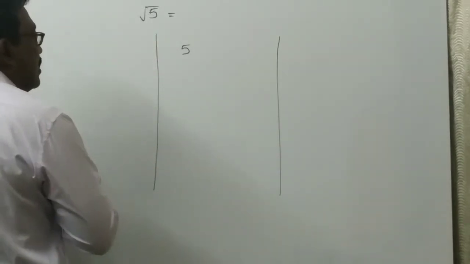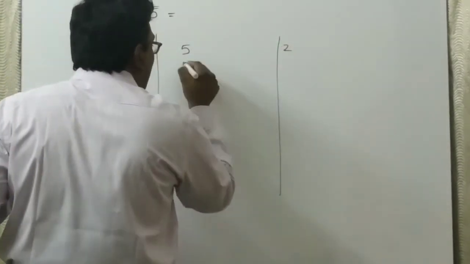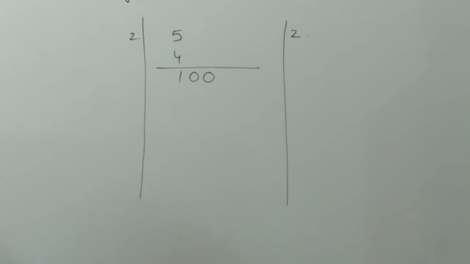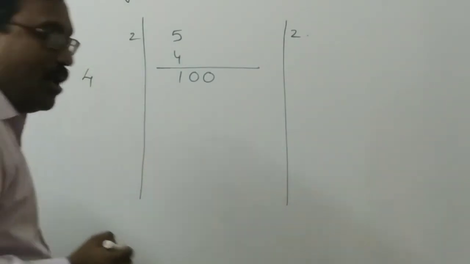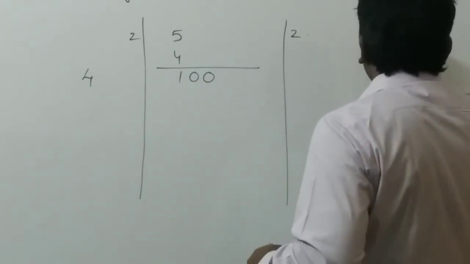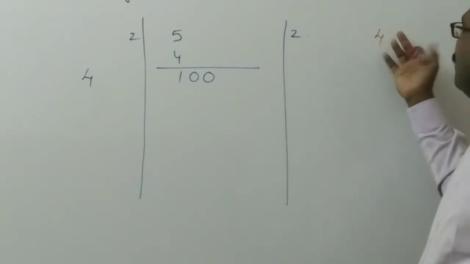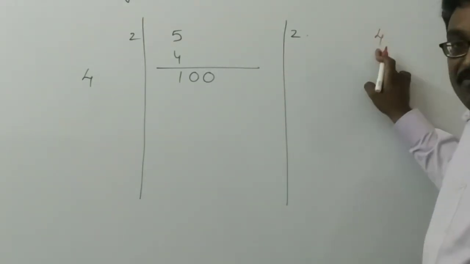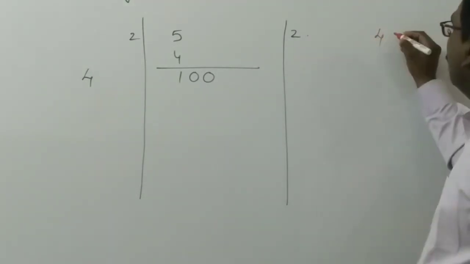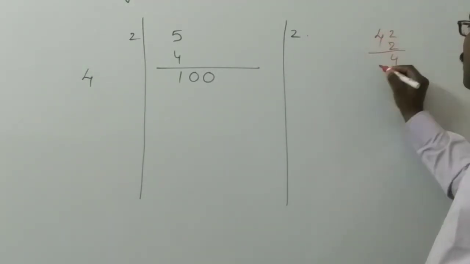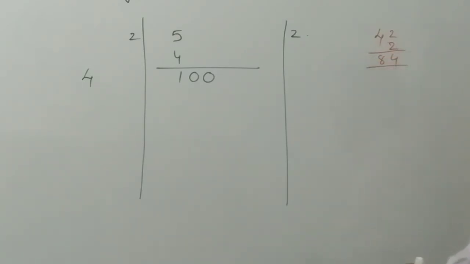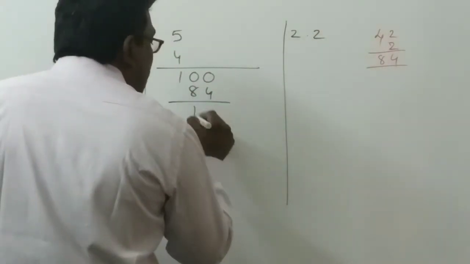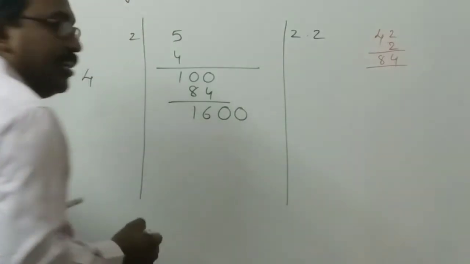Now, as usual, first step: 2 2s are 4. One decimal. After the decimal places, we'll get 2 zeros. 2 double is 4. Now I am taking this 4 and multiplying. If I take 5, 45 into 5, 200 something will come. Here only 100 is there. If I take 3, 3 4s are 12, 120 will come. So I should take 2 only. So 4 2s are 8, 84. How many times? 2 times. So this is 84. Now 16. Already decimal is there. 1600.